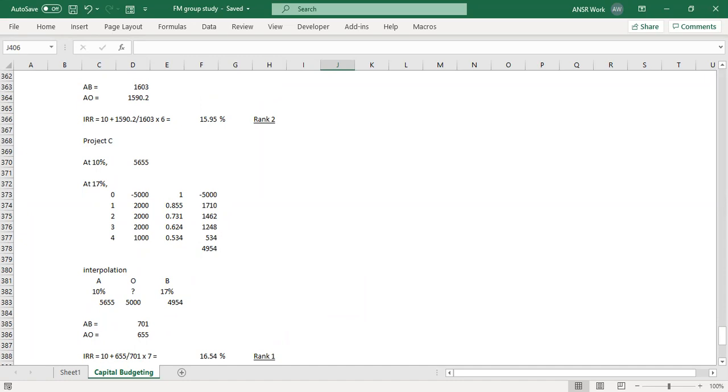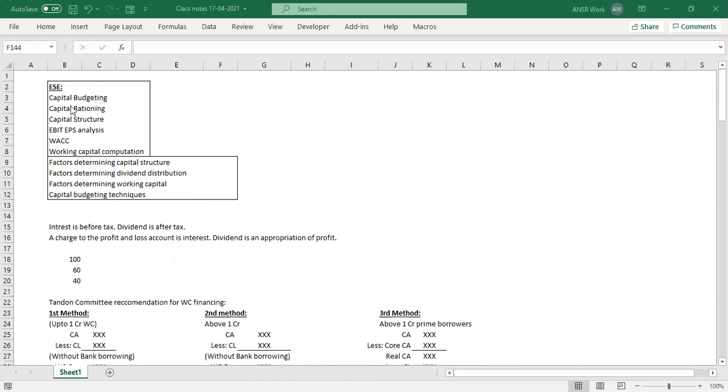I'll tell you one more challenge. Give me 1 second. I'll just share that portion with you, which has the topics important for our exams. Can you see this? These are the portions important for our exam. These are the practical ones. These are the theory ones. So we are just in capital budgeting as of now, and then we are going to capital rationing.